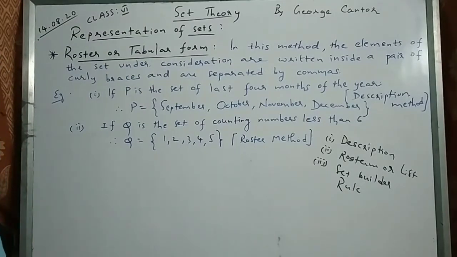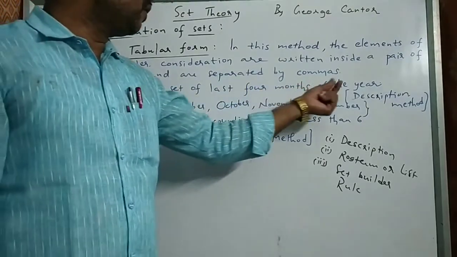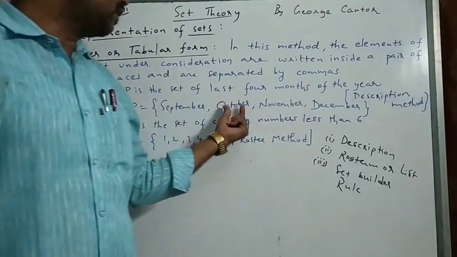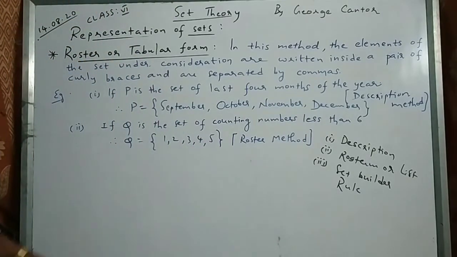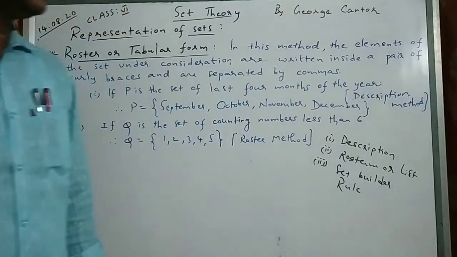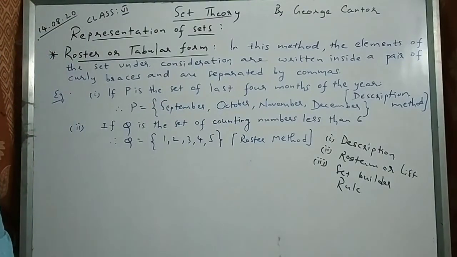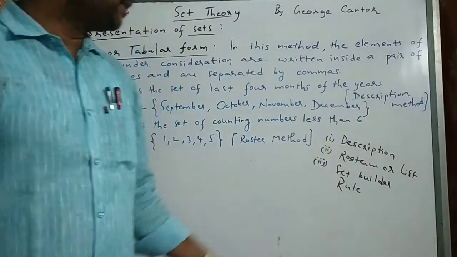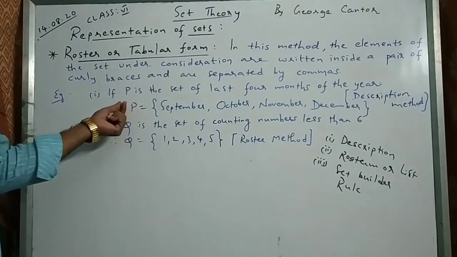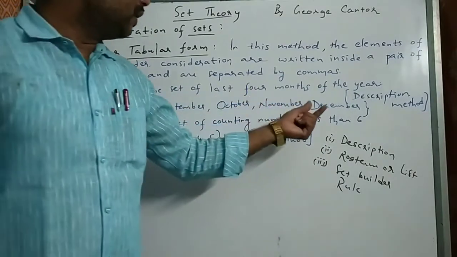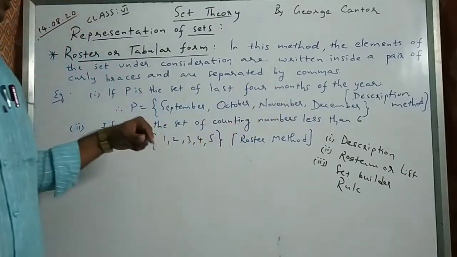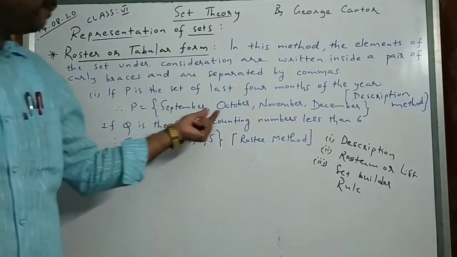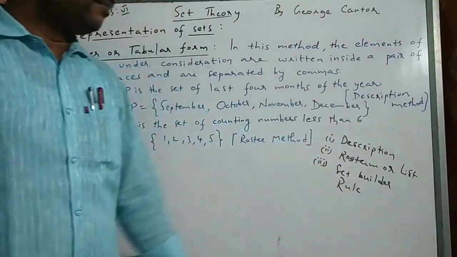Okay. So what are the last 4 months of the year? September, October, November, December. If P is the set of last 4 months of the year, one statement is given here, that is called description method. Then we can write it in the form of roster form, set builder form. I'll tell you later. Roster form is what? September, October, November, December.